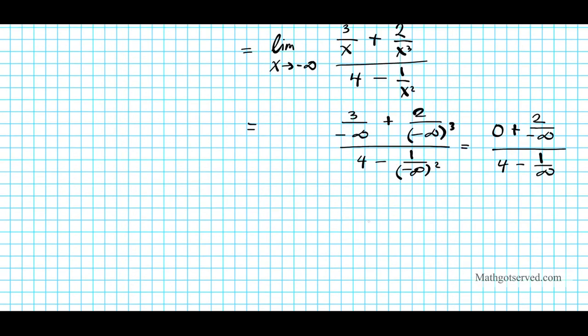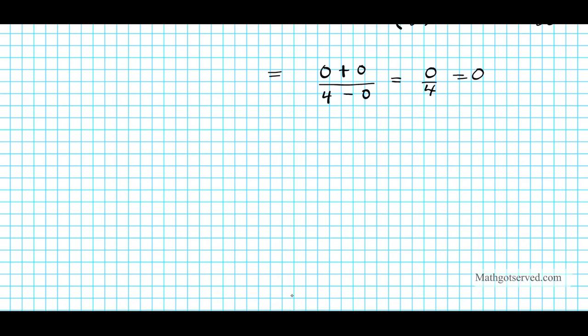All right, now let's simplify this further. This is going to become 0. Now, 2 over negative infinity is 0. So 0 plus 0 over 4 minus 1 over infinity is 0. Okay, so we're going to have 0 over 4, which is simply 0. Okay. All right, now let's move on to method 3.